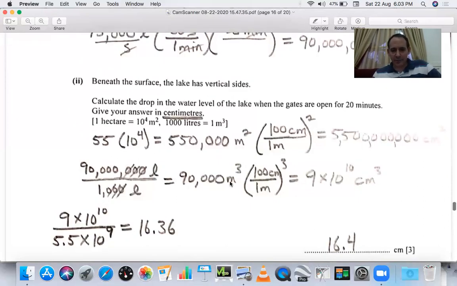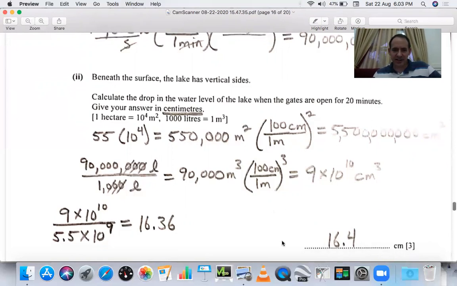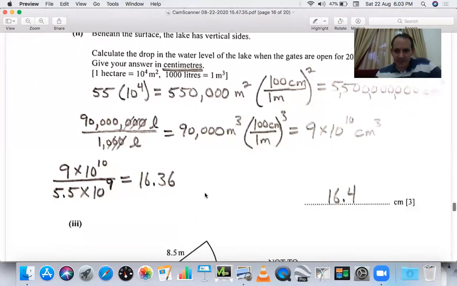from liquid volume to linear volume. And so the 90 million liters divided by 1,000 liters, and then convert that from meters to centimeters gives us this really big number, 9 times 10 to the 10th centimeters cubed. And then to get volume divided by area will give you the distance in drop. Because this is 3-dimension divided by 2-dimension gives you 1 dimension. And so the 9 times 10 to the 10th divided the 5.5 times 10 to the 9th equals 16.36.